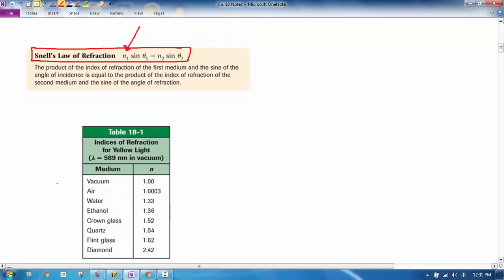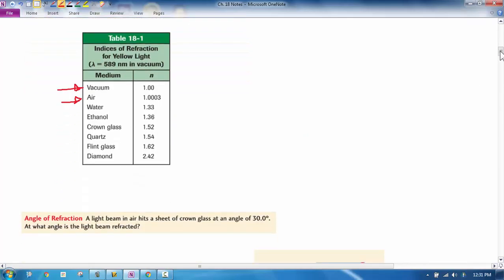So the index of refraction in a vacuum is 1. Air is then 1.003. Water is 1.33, and so on. So I'll have to give you these indices of refraction in the context of a problem. Theta 1 is the angle before, and theta 2 is the angle after it refracts into the second medium.